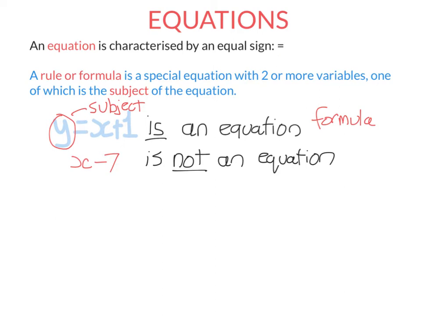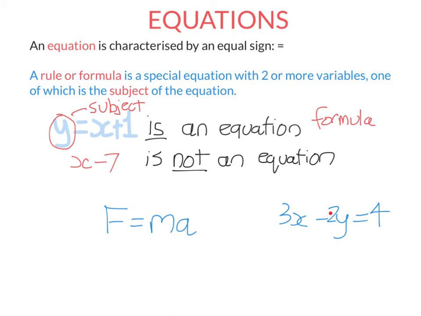So it's easy to tell whether or not something's an equation. You just look at whether it has an equal sign. To tell whether it's a rule or formula, you have to find the equal sign, but you also have to count the number of pronumerals. There has to be at least two. And one of those pronumerals, one of those letters needs to be by itself on one side of the equal sign. That's what a formula is.